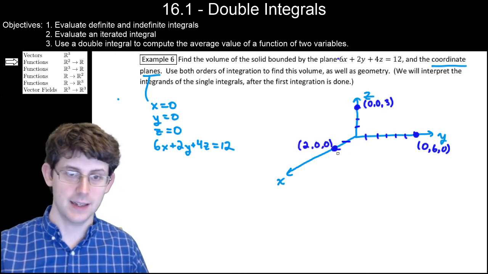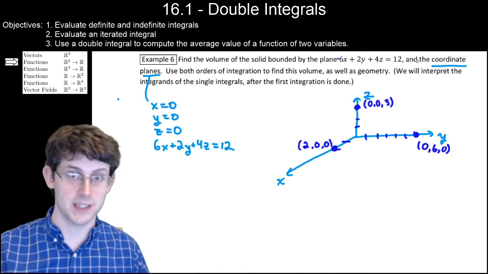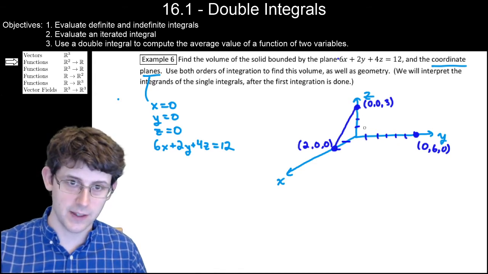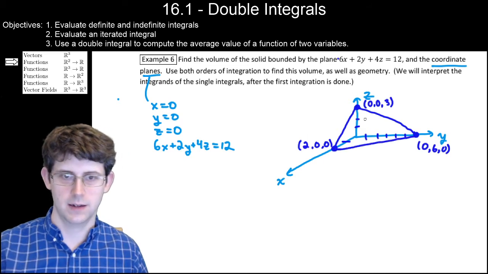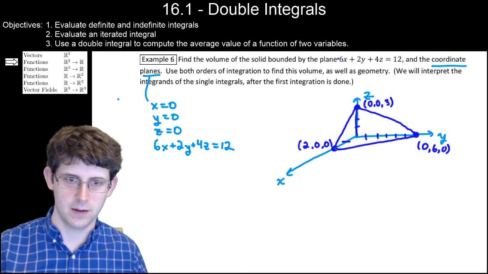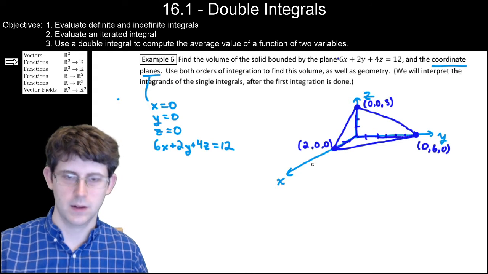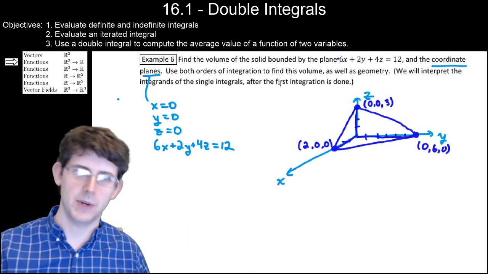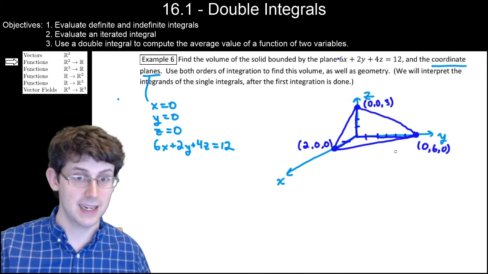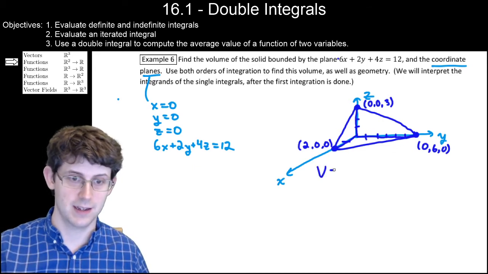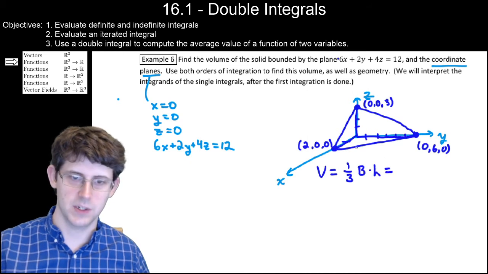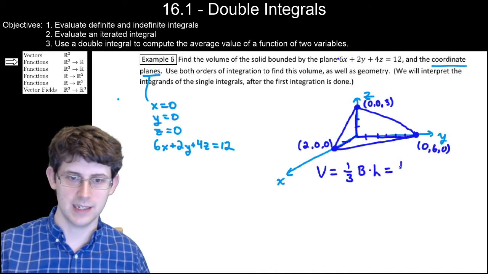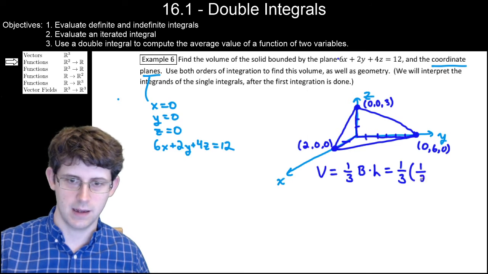So the plane, 6x plus 2y plus 4z equals 12, cuts out this region in the first octant. It cuts out a pyramid. If someone asks me to find the volume of a pyramid, I'm using the geometry formula. It's a third base times height, which here the base is a triangle that's 2 by 6, and the height is 3.